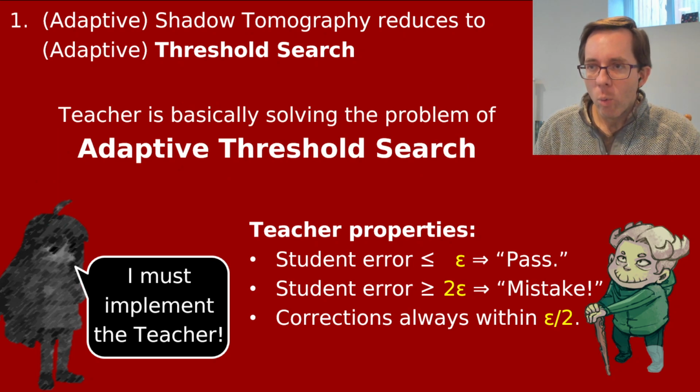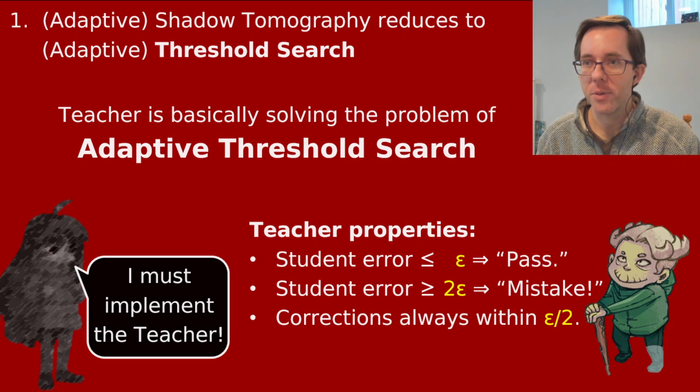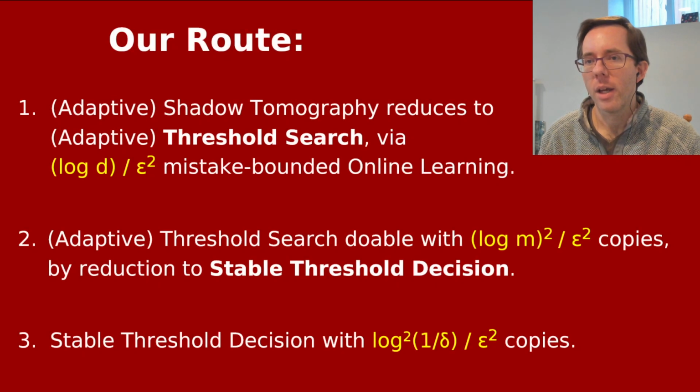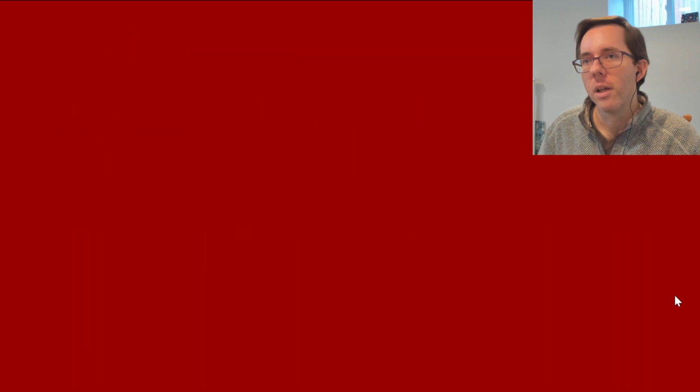And what I want to say here is that the teacher's job is to really solve this problem that we're going to call adaptive threshold search. So let me clarify that a bit more. Let's think about what the teacher really has to do. And this takes us to the second part of the strategy. So we've seen this first part, reducing shadow tomography to adaptive threshold search. And we'll talk about that adaptive threshold search now.